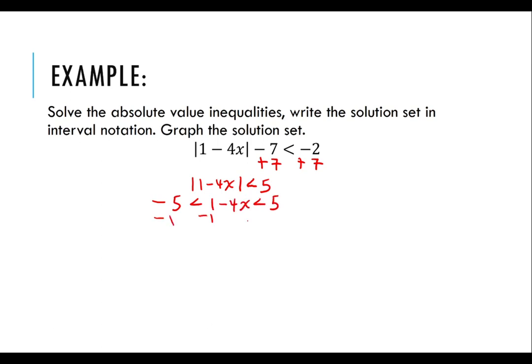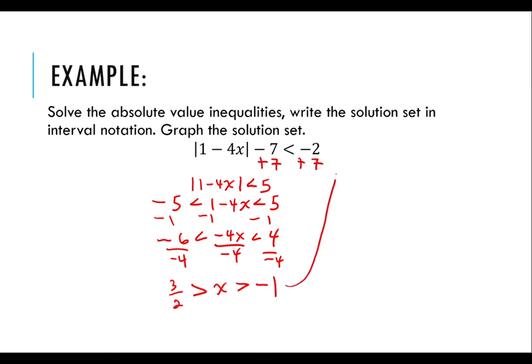Subtract 1, subtract 1, subtract 1. Negative 6 is less than negative 4x is less than 4. Divide by negative 4, divide by negative 4. Notice that we're dividing by a negative number, which means the directions of my inequalities are going to change. So negative 6 divided by negative 4, that's going to be positive 3/2. And 4 divided by negative 4, that's going to be negative 1.